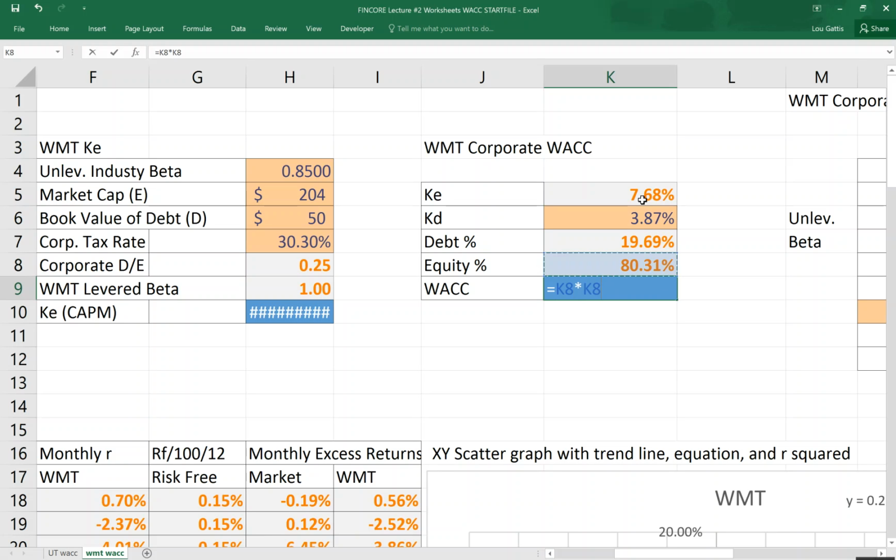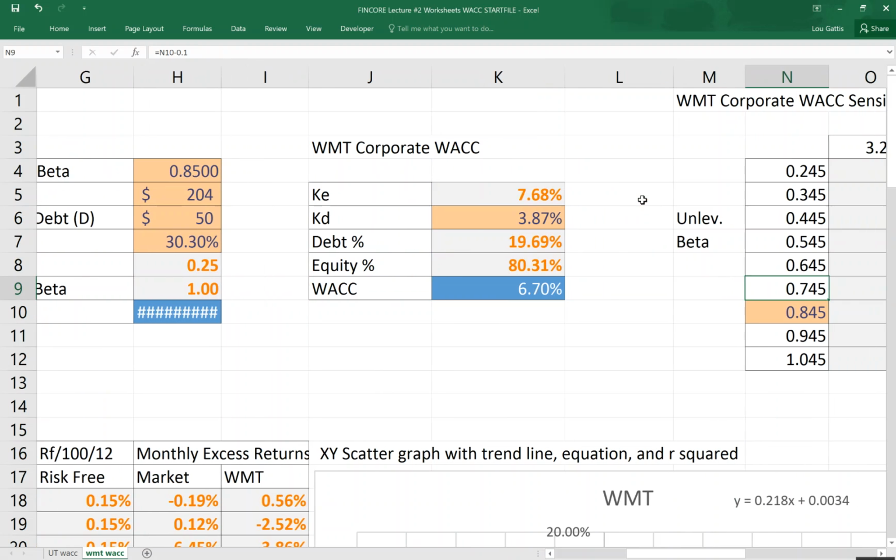80% financed with equity times the cost of equity, plus 20% of debt times the cost of debt, times 1 minus the tax rate. So I get a WACC of about 6.7%.